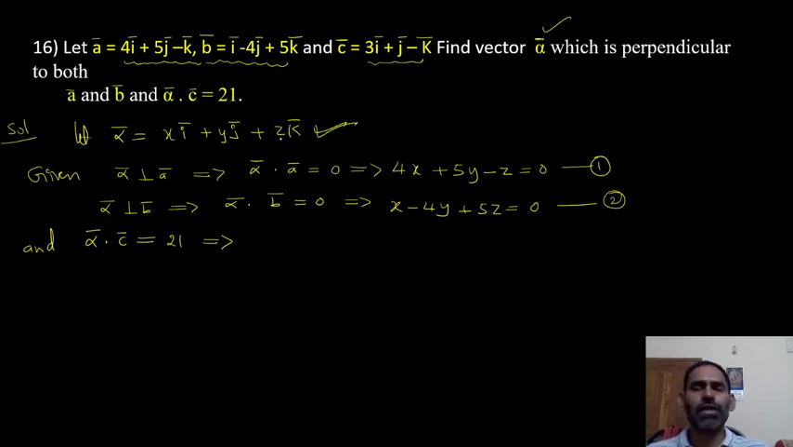So find alpha bar dot c bar. Like the dot product formula, a1 a2 plus b1 b2 plus c1 c2. So 3x, that implies 3x. Next, y into 1 plus y, z into minus 1 minus z equals the given RHS 21. This is equation number 3.